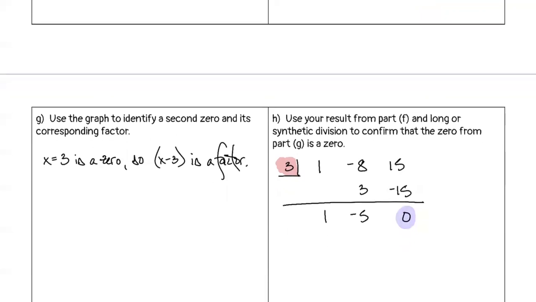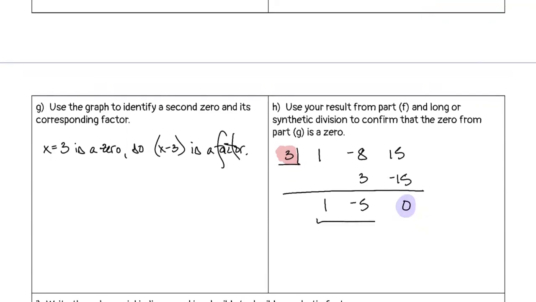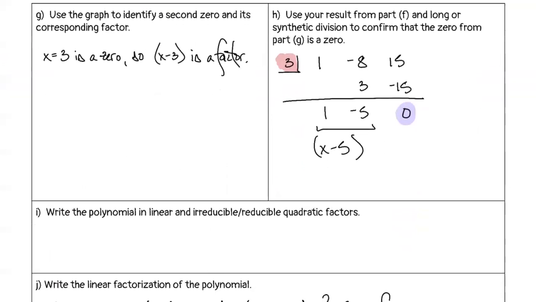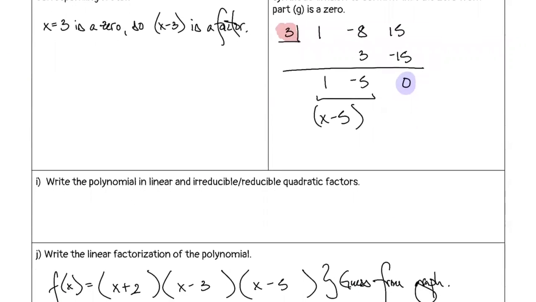This 0 means that x minus 5 is what that part becomes. And then this part was our x minus 3. This means that x squared minus 8x plus 15 is equal to x minus 3 times x minus 5.